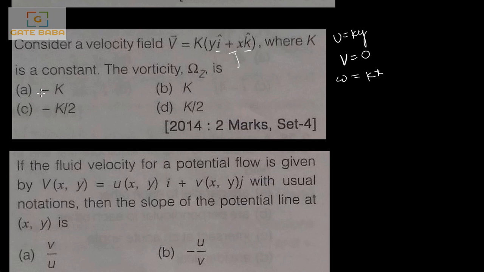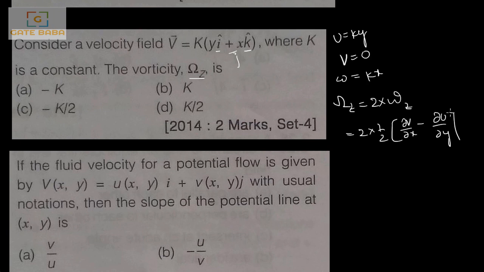What he is asking, where k is a constant, the vorticity around Z is how much? It is given by 2 times the angular velocity around Z. That means 2 times 1 by 2 of (dou v by dou x minus dou u by dou y). The 2 cancels, no need to write 2 again. So dou v by dou x, what is it? It is 0, minus dou u by dou y, which is k. So the answer is minus k.